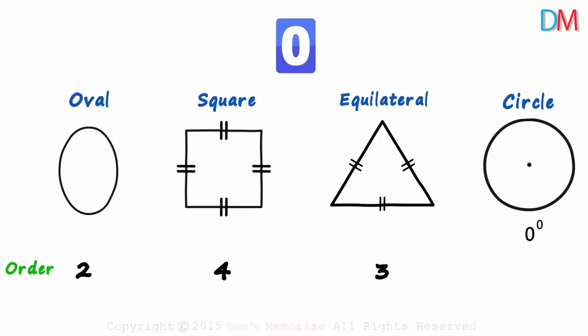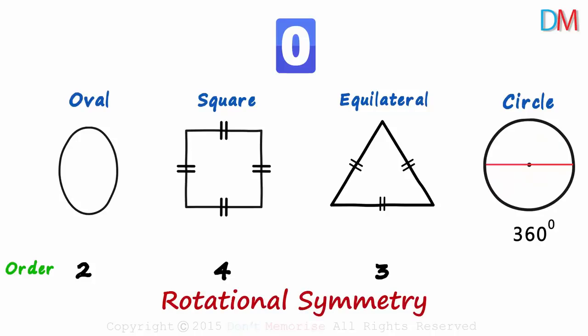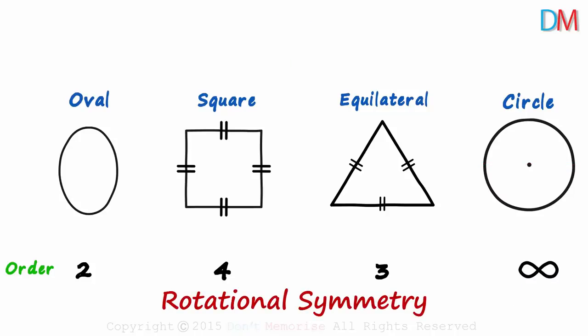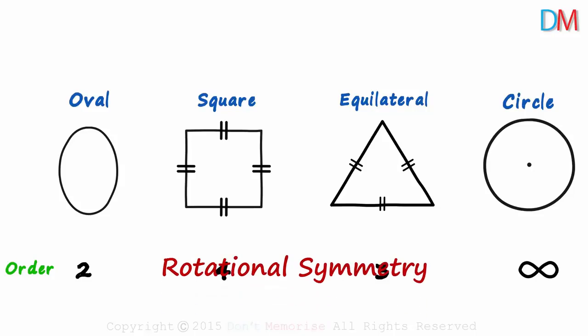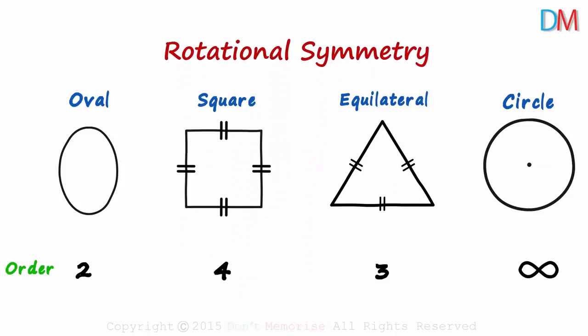And now we come to the circle. What do you think will be the answer here? No matter how we rotate the circle, it will always match the original shape. It will have rotational symmetry of order infinity. So remember, a shape has rotational symmetry if it looks exactly like the original shape a number of times when rotated about the center point by 360 degrees.